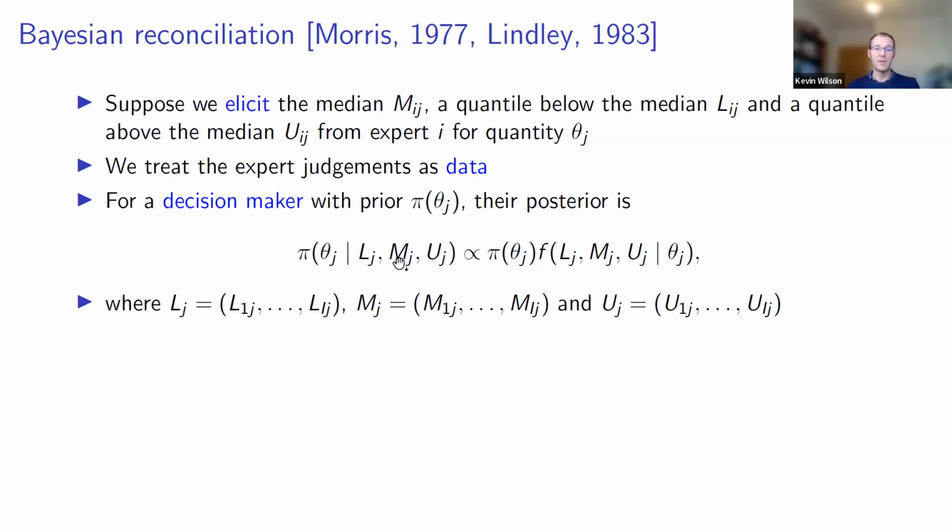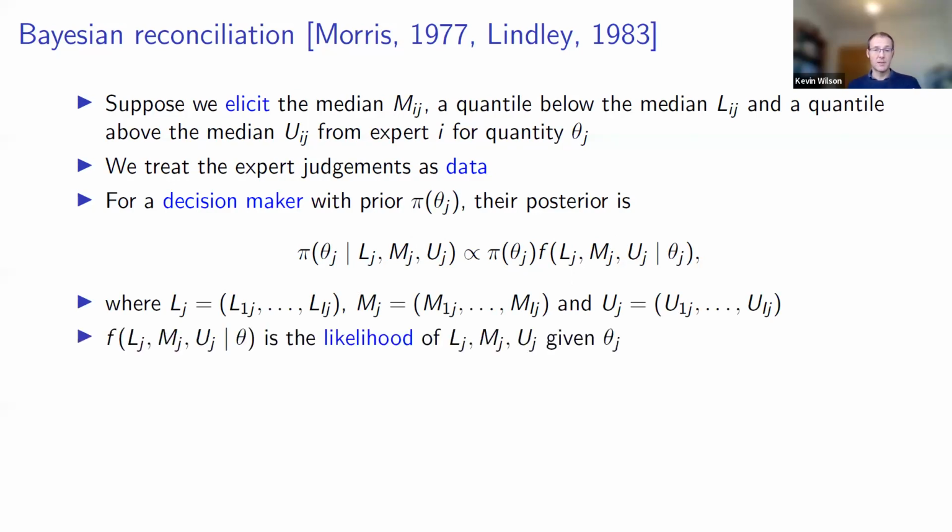So pi of theta given L, M, and U is the decision maker's posterior distribution for theta J, having observed the quantiles specified by each of the experts. And so this is quite a neat idea. It's quite a nice thing to be able to do, but it does require that we can write down this thing here, this F.